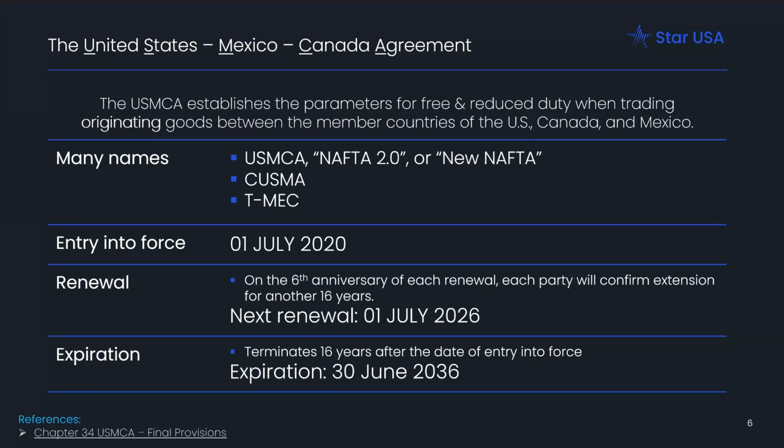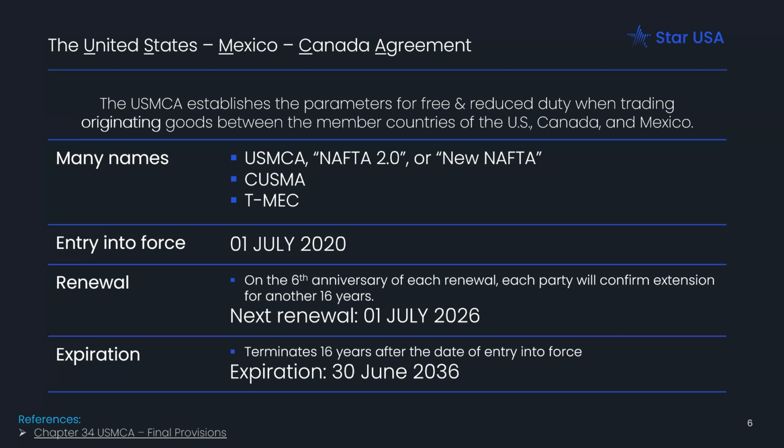Okay, so the United States-Mexico-Canada Agreement establishes the parameters for free and reduced duty when trading originating goods between the member countries of US, Canada, and Mexico. USMCA has multiple names. It's important to be aware that different companies, different organizations in different countries will refer to it by a different name. Here in the US, we call it USMCA, sometimes NAFTA 2.0 or New NAFTA. In Canada, they call it CUSMA, which is Canada-US-Mexico Agreement. And in Mexico, they call it the TMEC.